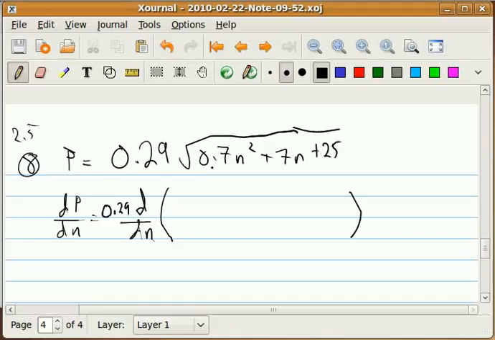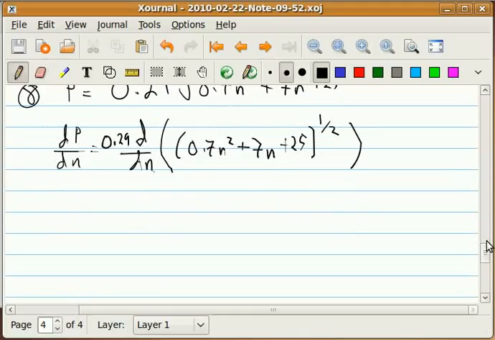And what I have left is the square root of one big thing. So remember, that's an important thing we need to do. To use the generalized power rule, we have to write everything as a power. Okay? So I'm going to write this big expression as (0.7n squared plus 7n plus 25) to the power 1/2. Okay? Because I like to have things written as a power. Okay, so I've got this 0.29 I'm going to have to multiply in, but now I just need to use the generalized power rule. So we have some big expression raised to the power 1/2.